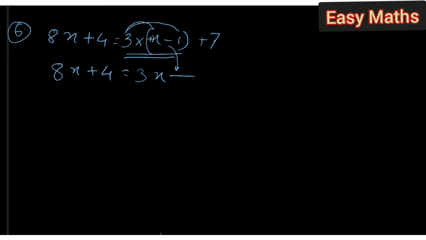This will be 3 ones are 3 plus 7. Now I will be solving this first. They are like terms. I can solve them. They have different signs, so I will be subtracting and giving the sign of the bigger number to the answer.